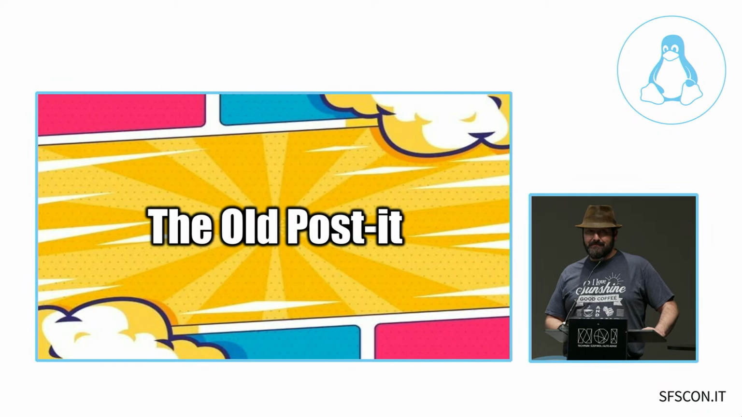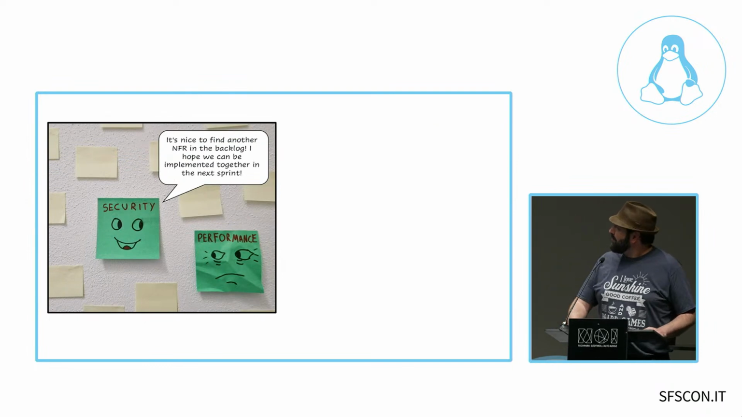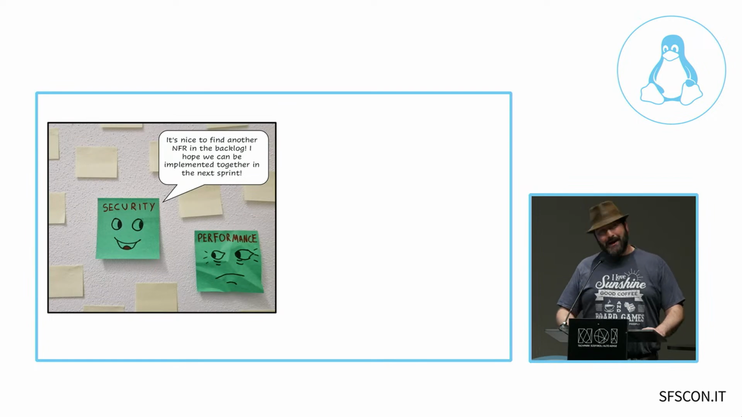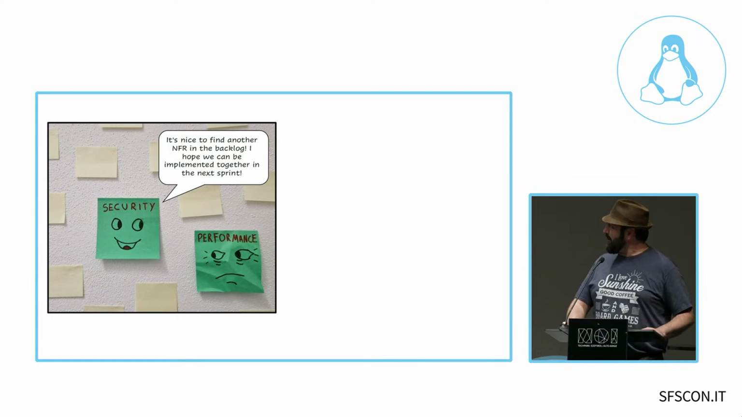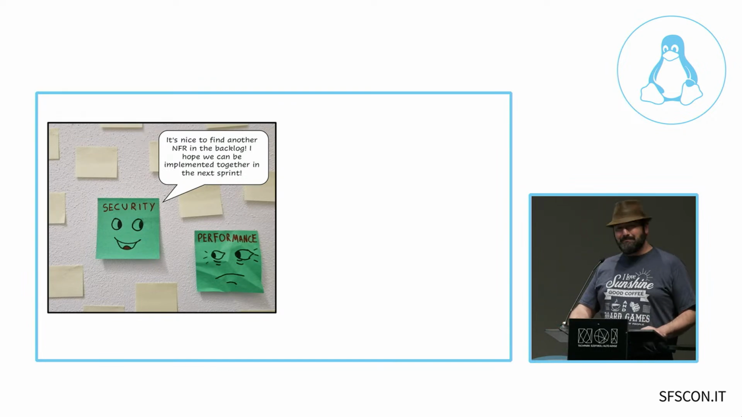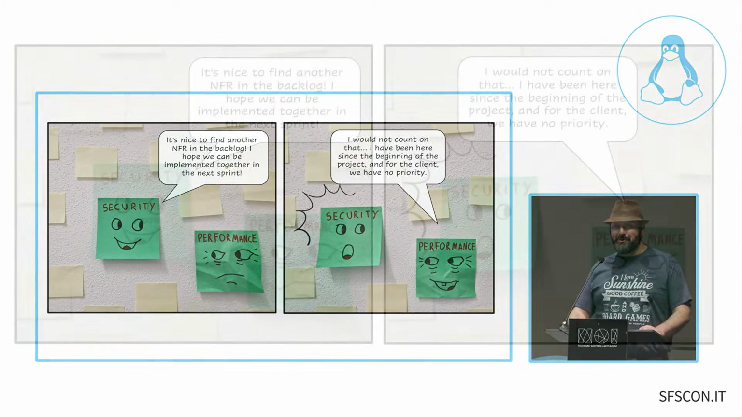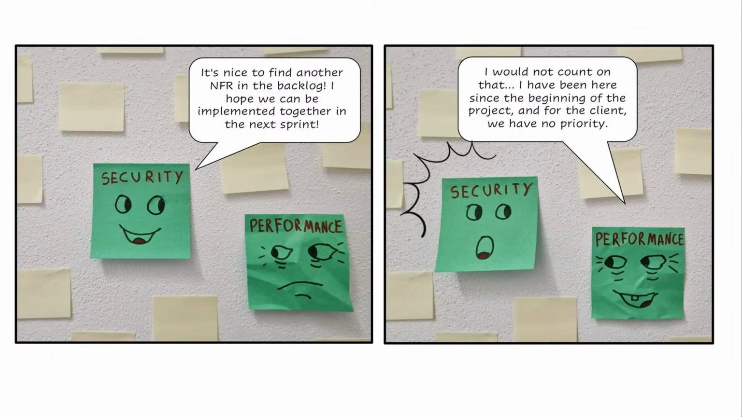The old post-it. Now our characters are post-its being planned. So that's the new requirement getting into the backlog, like, oh, it's nice to find another non-functional requirement here. I hope we can be implemented together like good friends in the next sprint. However, the other one, you can see it's even kind of old. So, I will not count on that. I'm here since the beginning of the project. I know this wall for a long, long time.